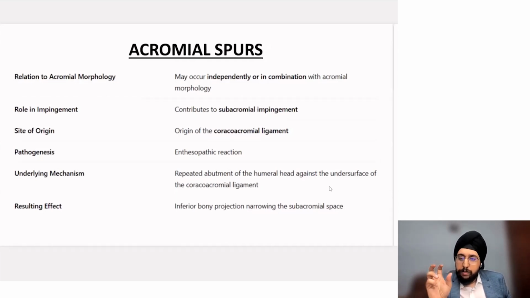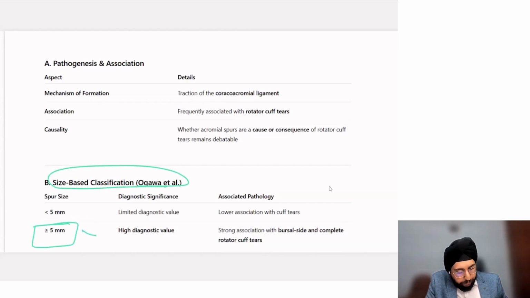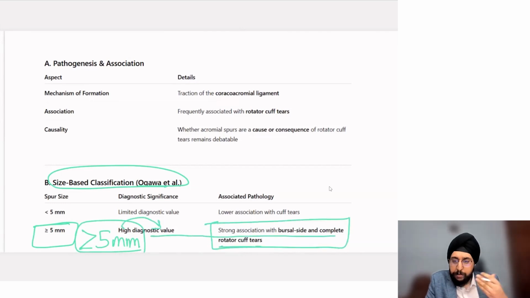Now, acromial spurs. You should have the knowledge of these spurs, and you should regularly report these in your MRI reporting. There are different types of spurs. Obviously, they are formed because of the traction of the ligaments. The main point you need to remember is if the length of the spur is more than or equal to 5 mm, it has a very high diagnostic value because it is strongly associated with bursal-sided tears.